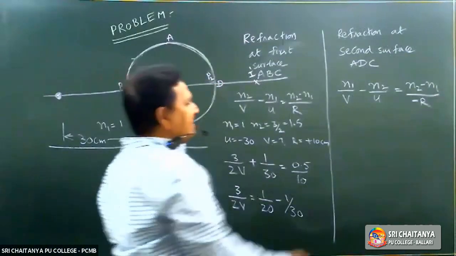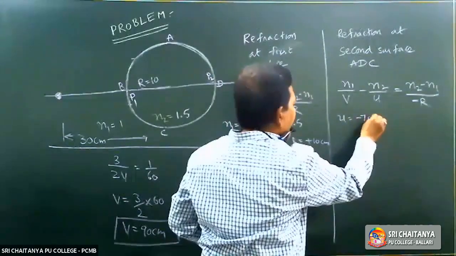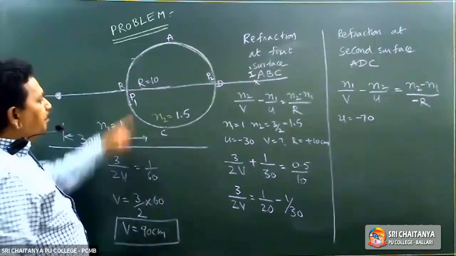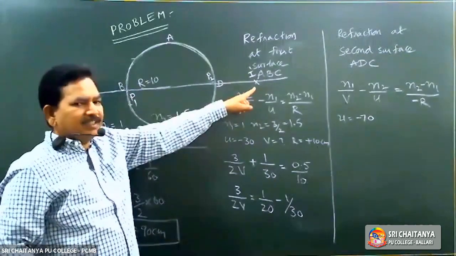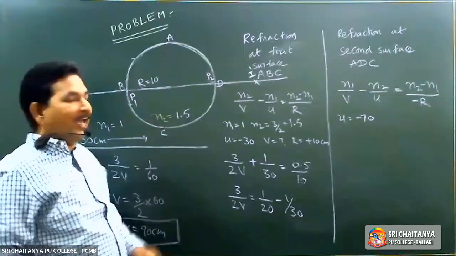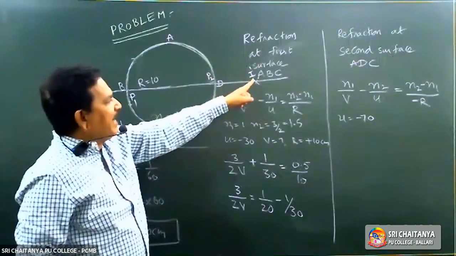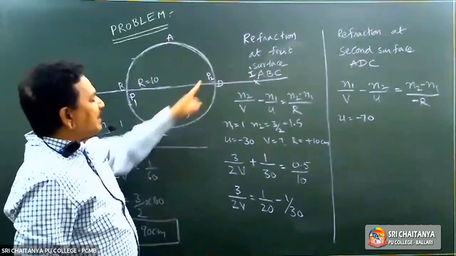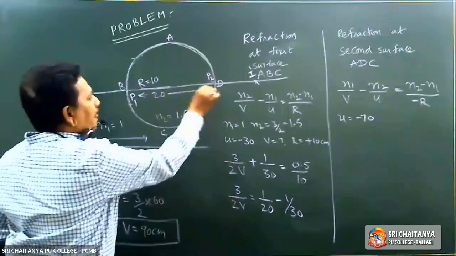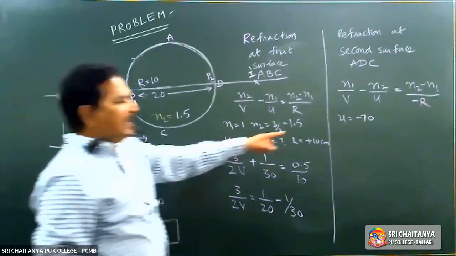So therefore, in this case, what is the U value? U value is equal to minus 70. P1 to image is 90 centimeters, but that will act as an object for the second surface. So from I dash to P2, what is the distance? 90 minus 20. Why 20? This distance is 20, the diameter. So U value now is minus 70.